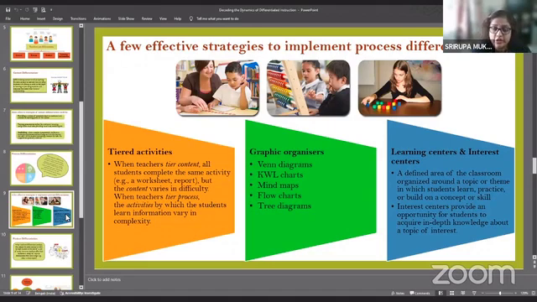So the learner himself will know that, okay, this is what I wanted to achieve and this is what I have achieved. So that again could be a great way of going about it. And finally, learning centers and interest centers. Again, this is something which I feel works a lot for the more gifted learners.